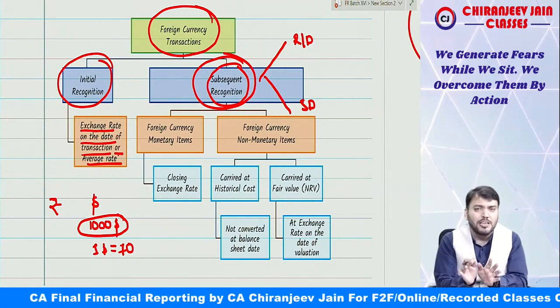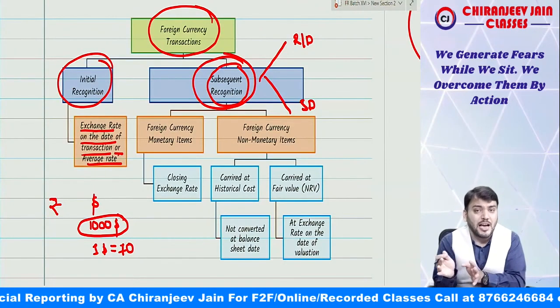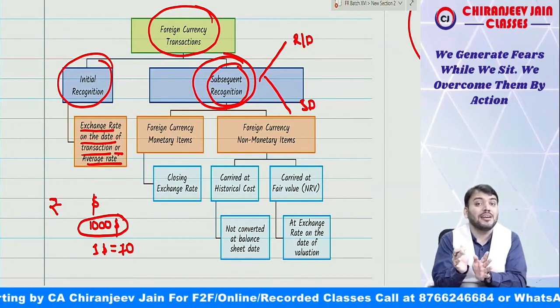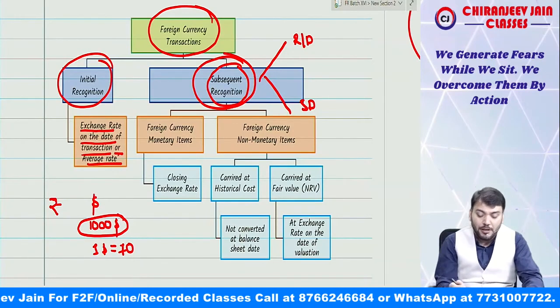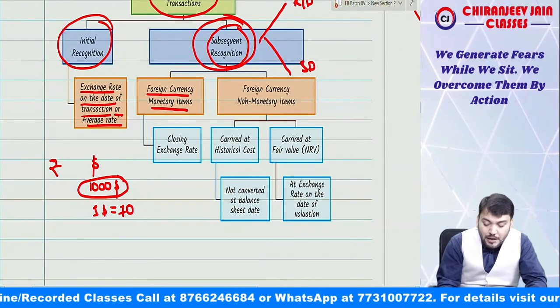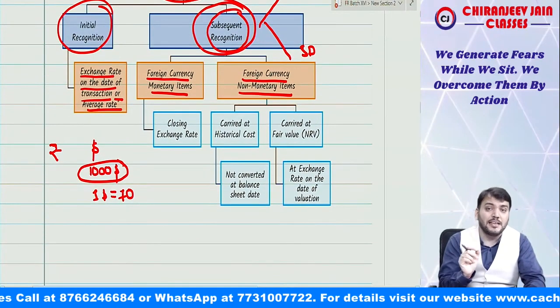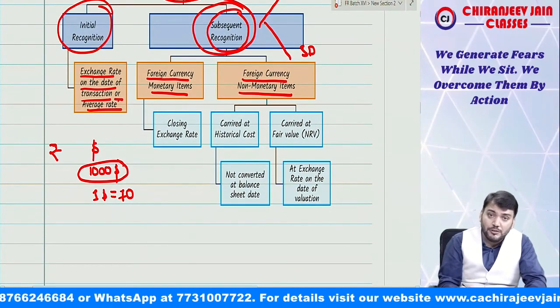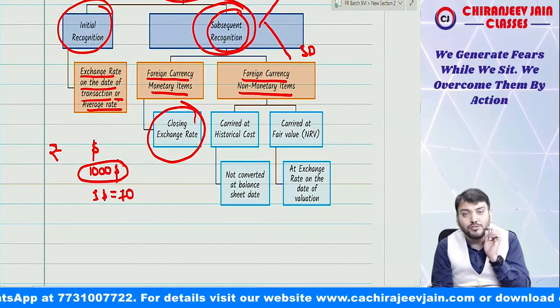So what Ind AS 21 says is that for subsequent recognition, all foreign currency items will be of two types. One is monetary item, one is non-monetary item. So we need to find out what our foreign currency monetary items and foreign currency non-monetary items are. For foreign currency monetary items, translation will be done by using the closing exchange rate.